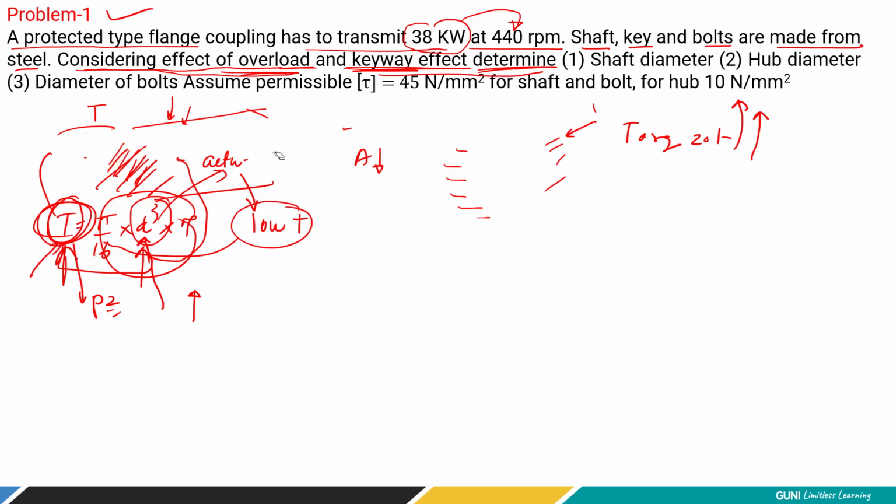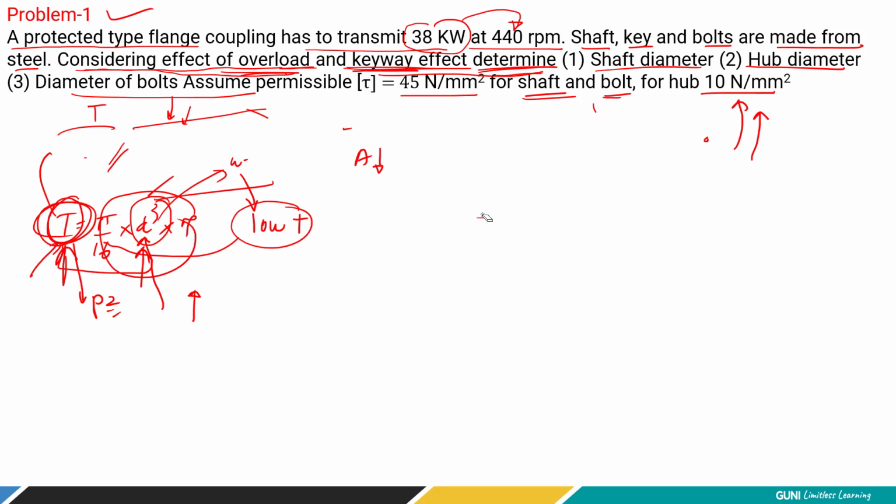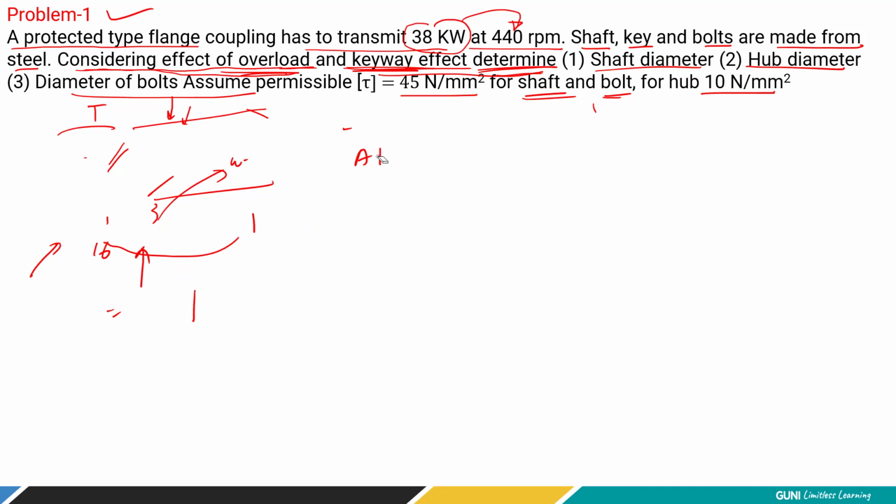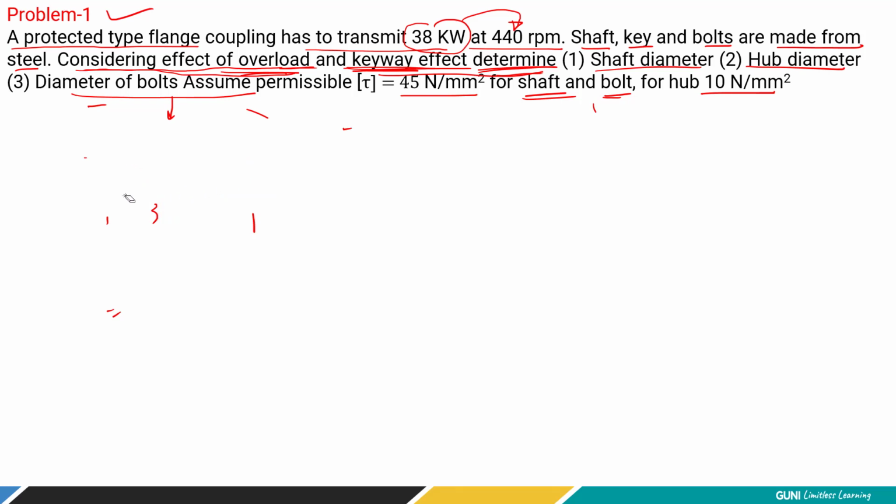Now here we have to determine the shaft diameter, hub diameter, and diameter of bolts, assuming the permissible stress is 45 megapascal for shaft and bolt, and for the hub it is 10, right? So two different shear stresses are given to us, so we need to consider the appropriate value in the shear stress equations, right? We cannot use a common one. Here it is clearly mentioned the shaft and bolt are made from steel material and their shear stress value is 45. But while designing the hub dimensions, or the hub as a hollow shaft diameter, we have to use simply the 10 megapascal, right?